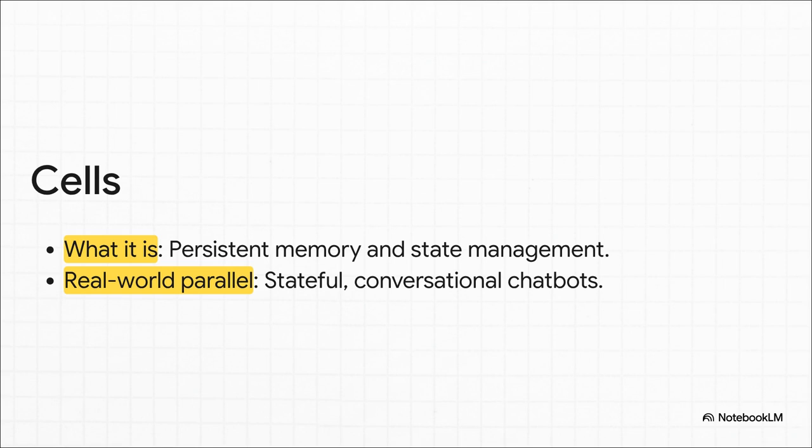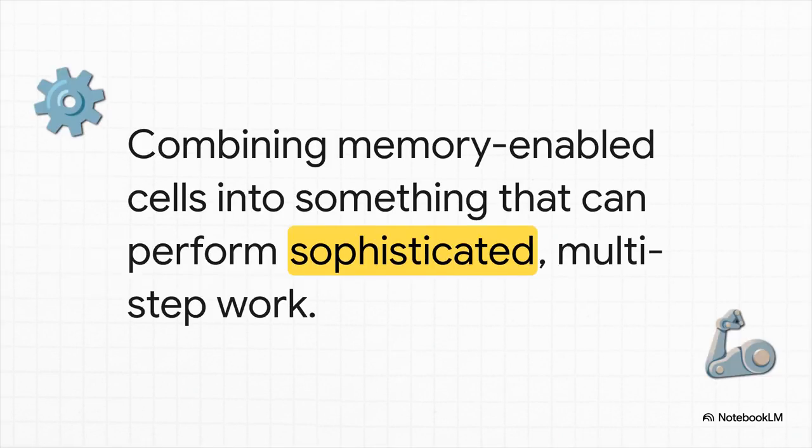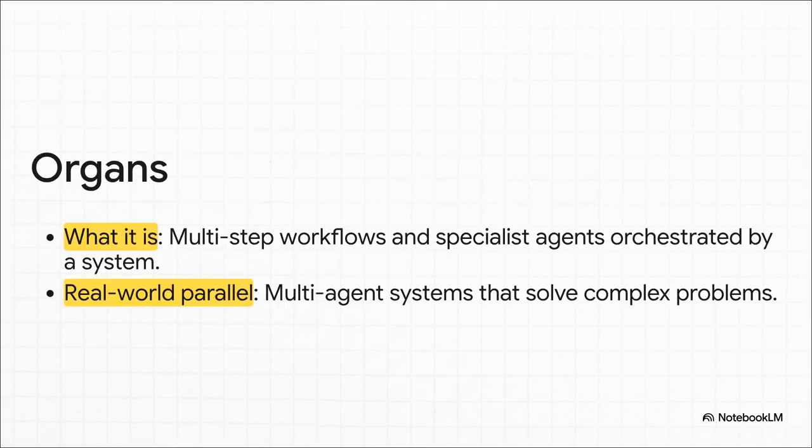This is what transforms a simple question and answer bot into a stateful agent that you can actually have a real conversation with. And finally, we combine these memory-enabled cells to build our most complex structures: organs. Organs are systems designed for really sophisticated multi-step work. We're talking about agentic systems now.